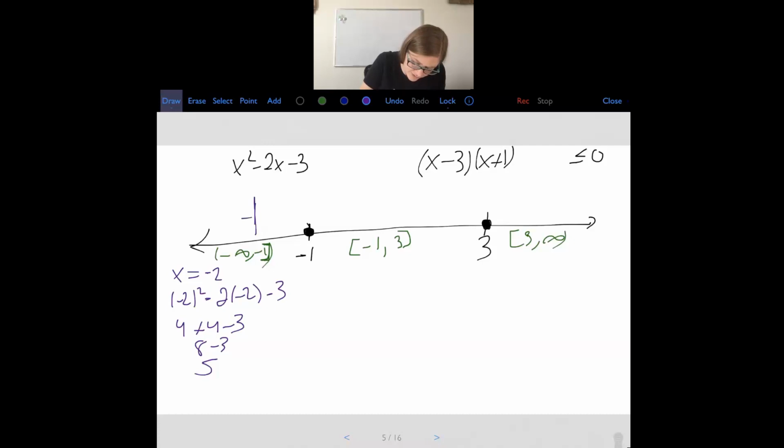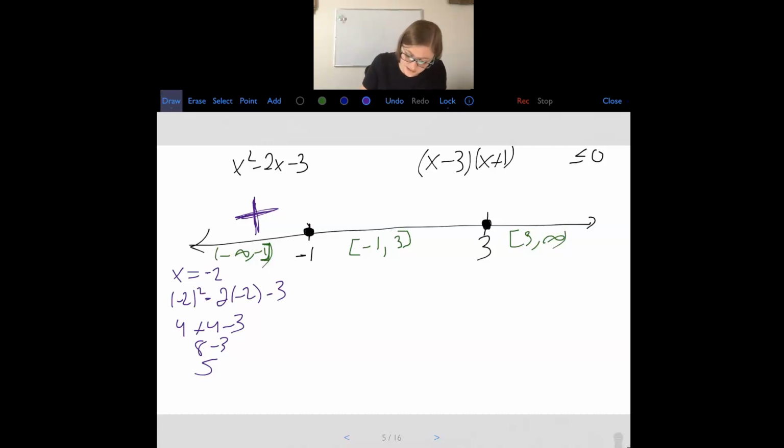So this is positive. Everywhere in this interval, from negative infinity to negative 1, any x value that you substitute into the quadratic will give you a positive value. So x equals negative 2 was the representative of this interval.